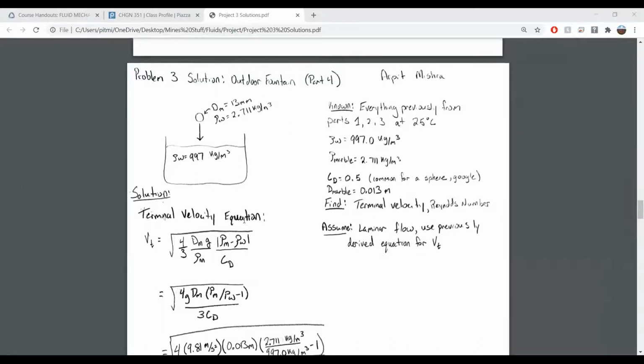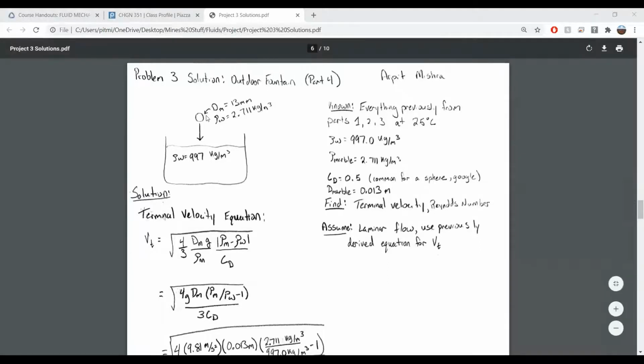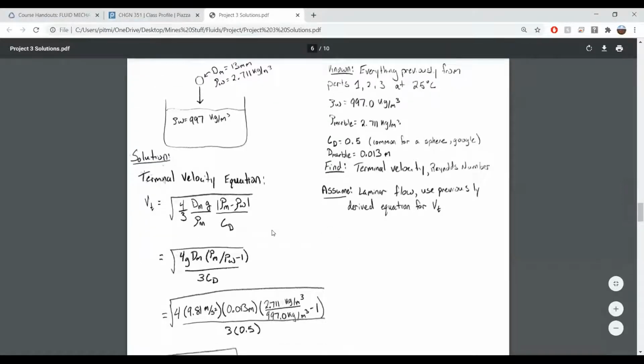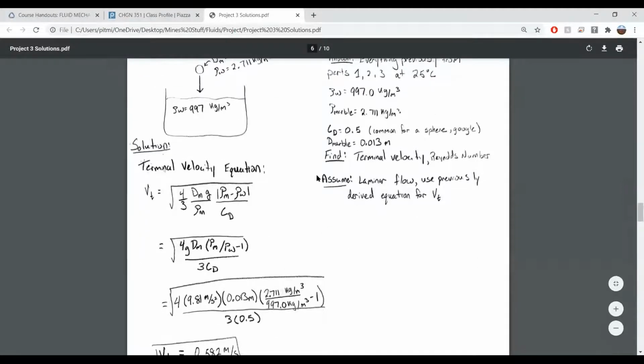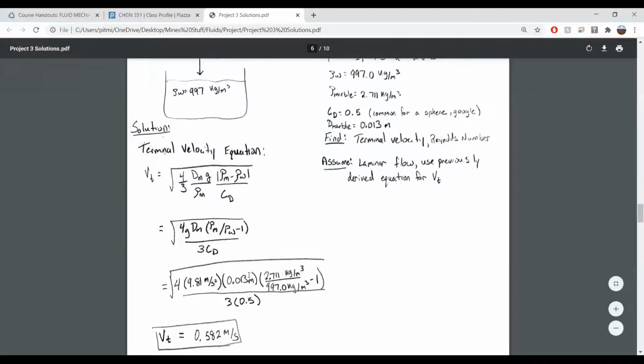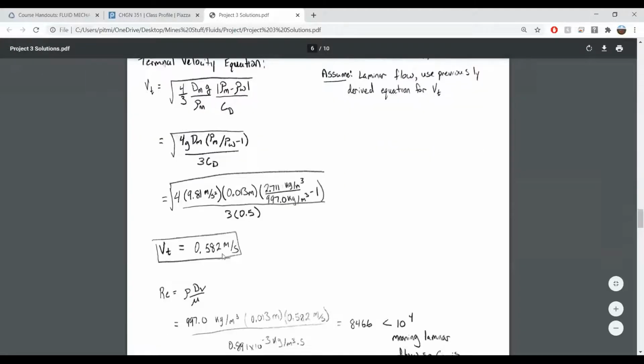And you being curious, you basically want to figure out what the terminal velocity of a marble would be if you just dropped it in there. So I say you can start from the terminal velocity equation that was derived earlier in our class. And we just plug some values in, we get a value of this here for the terminal velocity.